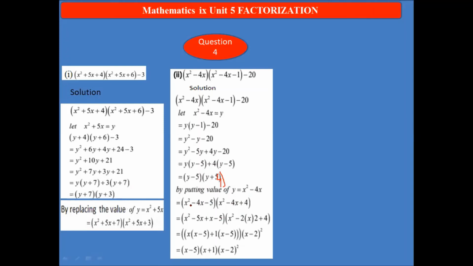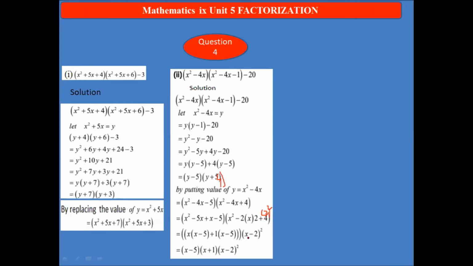Now we can factorize this and also this. So here 5 is 1 times 5. So this can be written as 5x plus x minus 5, and here we can write this in the form of a square minus 2ab plus b square. So if you want to write this, you can write 4 as 2 square. So instead of 4, you write 2 square. So this is x square minus 2x, and this 2 plus 2 square.